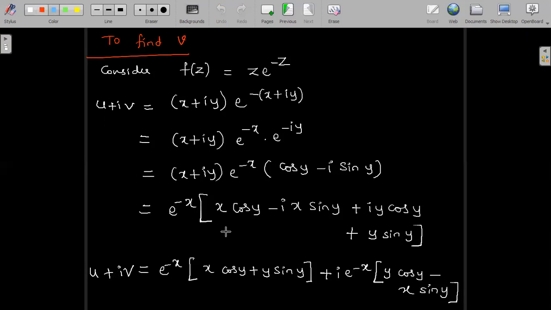So I'll just conclude here itself. Equating the imaginary part, we can obtain v. V is equal to e power minus x multiplied by y cos y minus x into sin y. Correct? So this is how we obtain f of z given the real or imaginary part. First we obtain f of z, followed by finding the other one. In this question, the real part was given and we had to obtain the imaginary part v later on. It might be vice versa also.